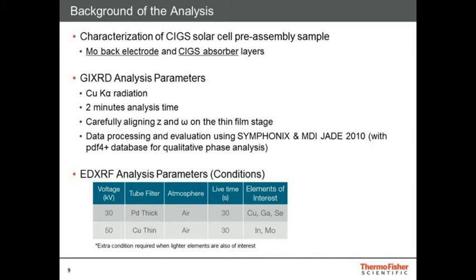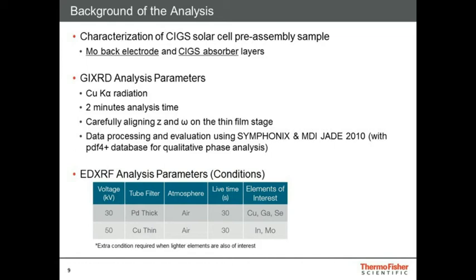The analysis time per diffraction pattern is 2 minutes. We carefully aligned our sample by using an omega Z stage to have control of the angle and the height of the sample. The data processing of the scans was done with Symphonix, which is the diffractometer control software, and MDI Jade 2010. We also used the PDF4+ database for the qualitative phase analysis.